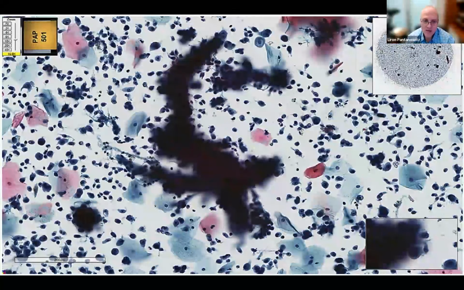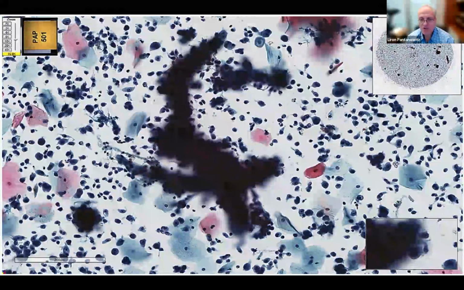Here's an example of a digital image of a Pap test. This patient had melanoma of her vagina, and this image shows two things. One, in the background are lots of malignant individual melanoma cells, but there are also large clusters of malignant groups of cells, such as in the middle.